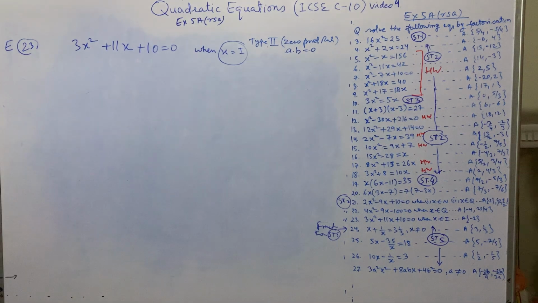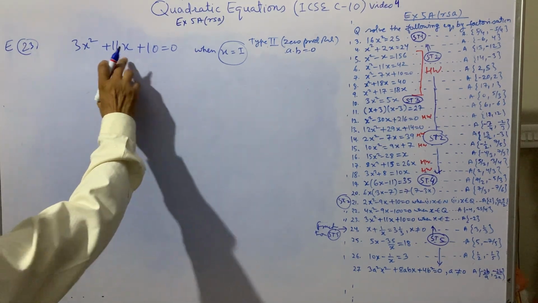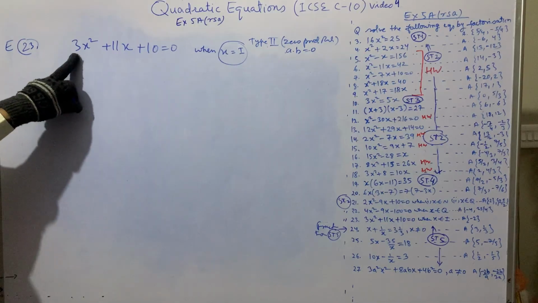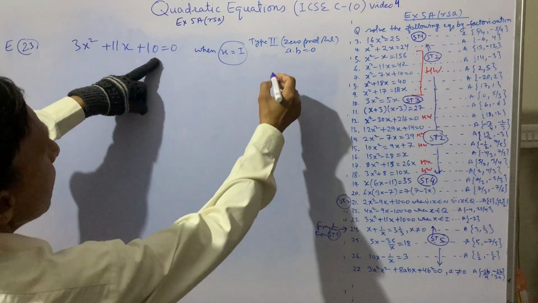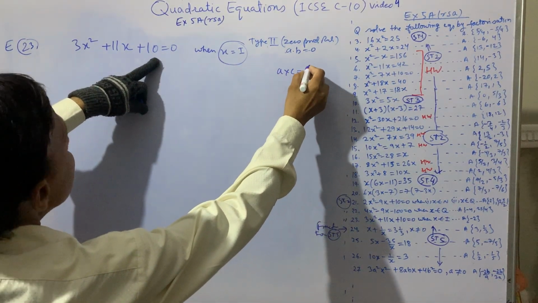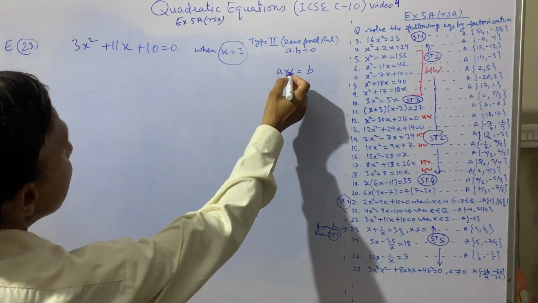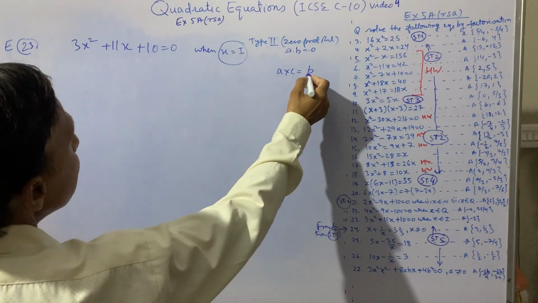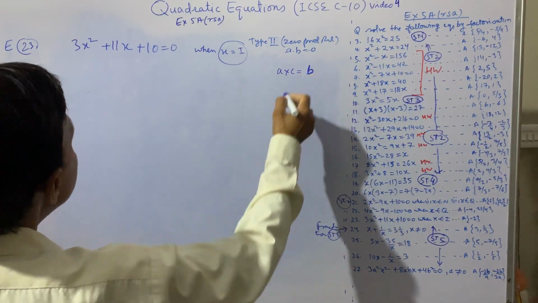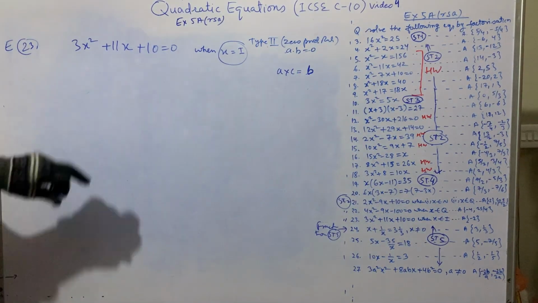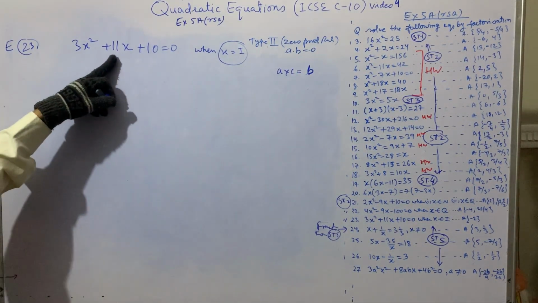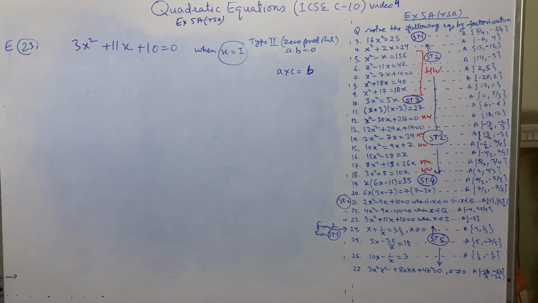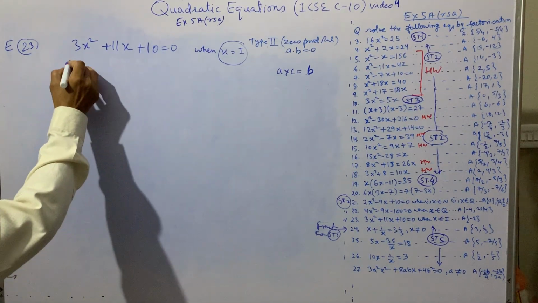This is in the quadratic form, ax square plus bx plus c. So what we do, we multiply a into c, because both are positive. The product of a and c is positive, hence b should be factorized in such a way that the sum of the factors should be positive to get 11.